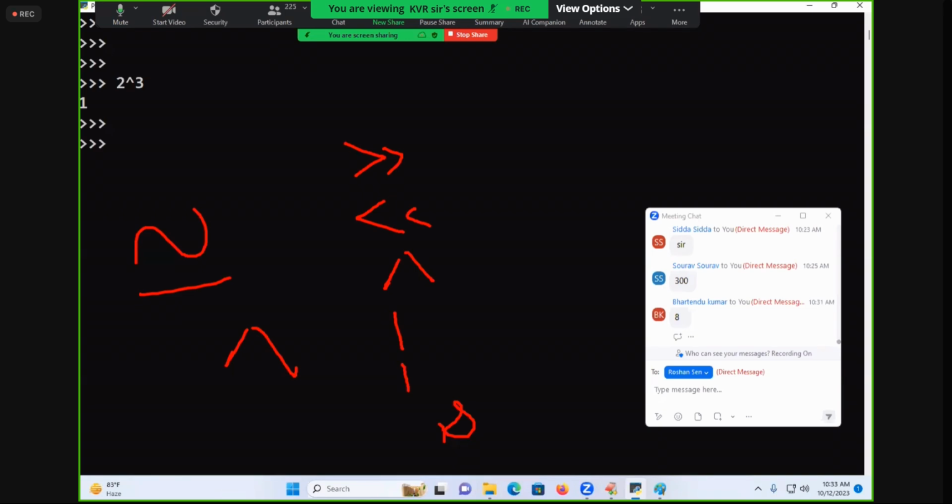C language, Java, Python, etc. What is the symbol called? What is the symbol called in the colleges you studied? What is the symbol called? Pipe. Who said? You said.